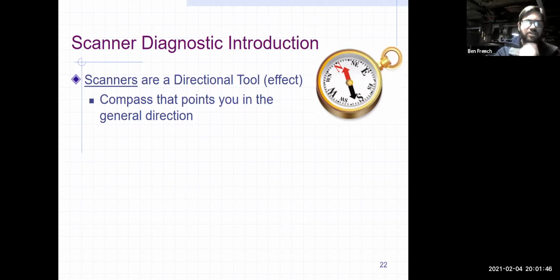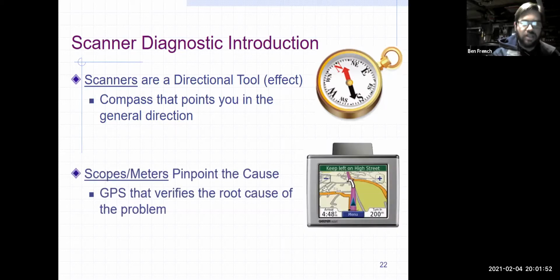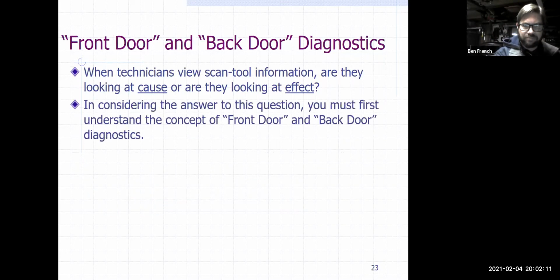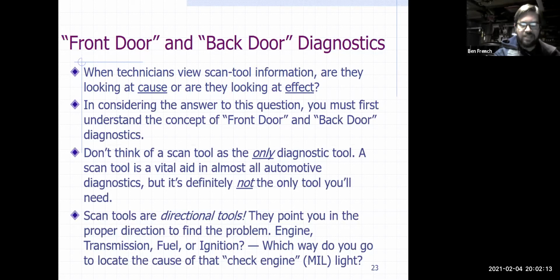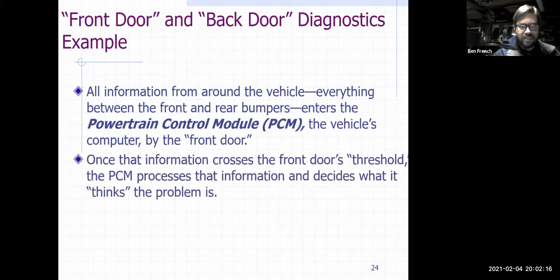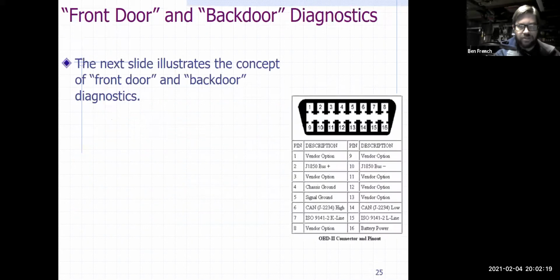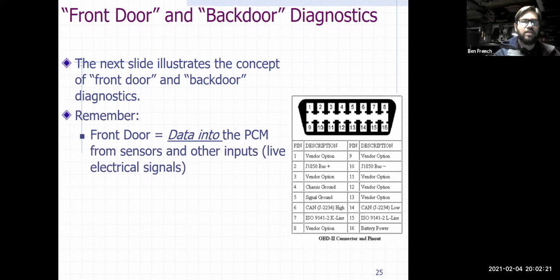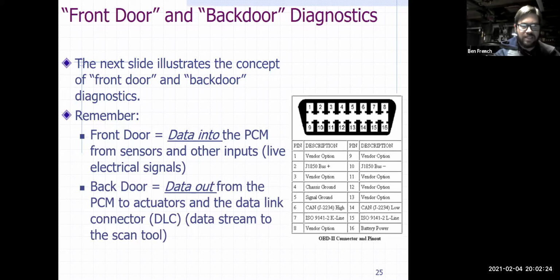Okay, I think I said this earlier tonight. The scanners are like a directional tool. They kind of point you in the right direction. You might still need your oscilloscope or a DVOM or a multimeter to actually pinpoint the actual cause and pull in a wiring diagram. That's why the 181 class works well with this 188 class, because you use these together. We've already talked about this, right? Front door and back door. The scan tool is your back door tool, because it's getting scanner-interpreted data.